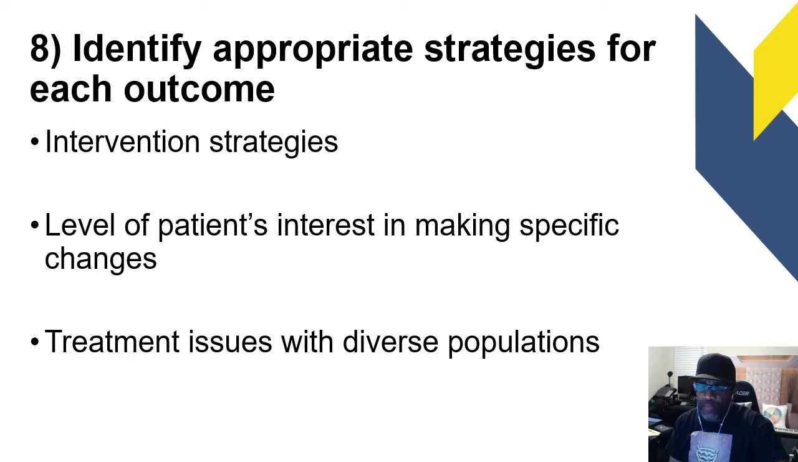Eight, identify appropriate strategies for each outcome. That's the intervention strategies and the level of patients' interest in making specific changes, as well as treatment issues with diverse populations. An example would be, the clinician will evaluate Jan's need for medical monitoring or medication. Treatment issues might be holistic view, spiritual community, extended families, as well as communication styles.